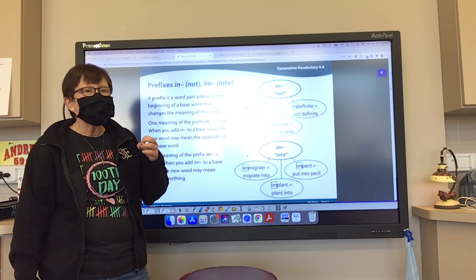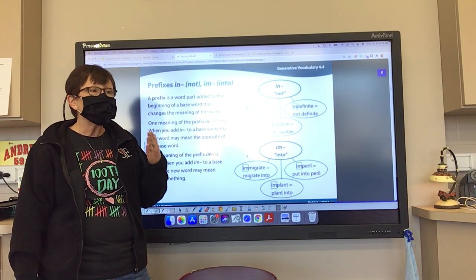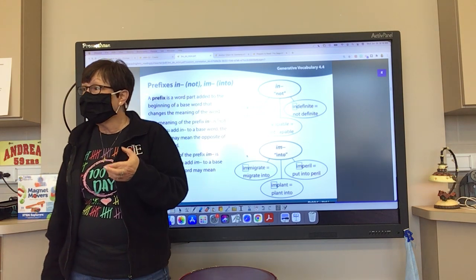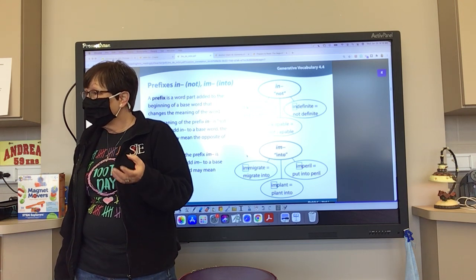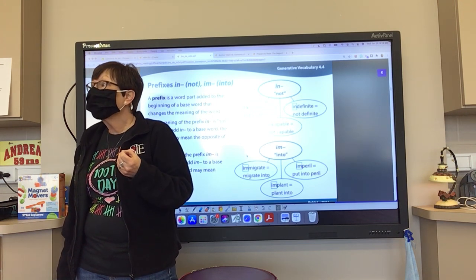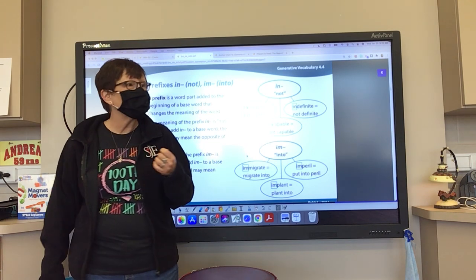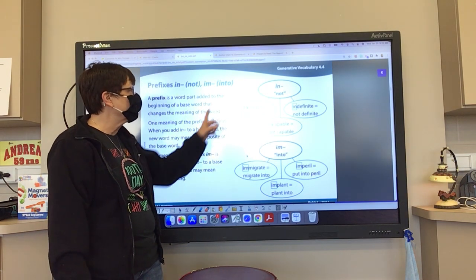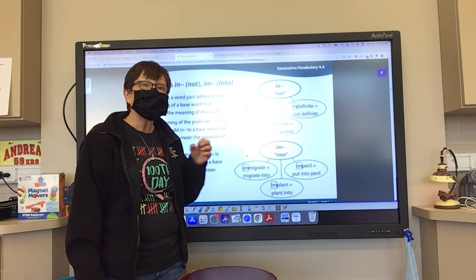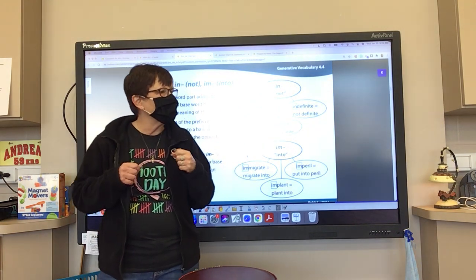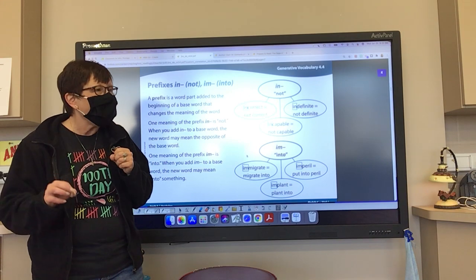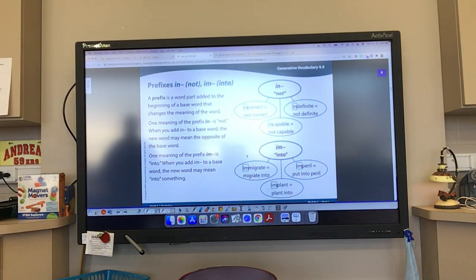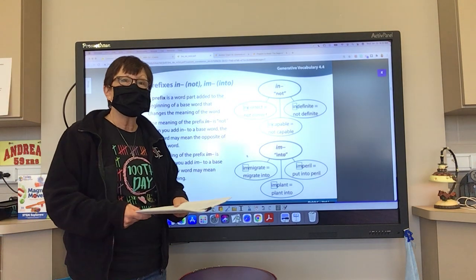So when you're looking at that base word, you have to think to yourself, which meaning of im are we talking about? Are we meaning not, or are we meaning into? That makes it a little trickier, because most of the time that prefix only means one thing. So you're going to have to get the wheels spinning in your head. So here's what we're going to do. We're going to practice with our base words and our prefixes.